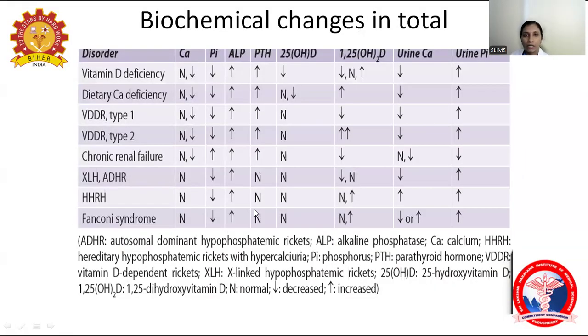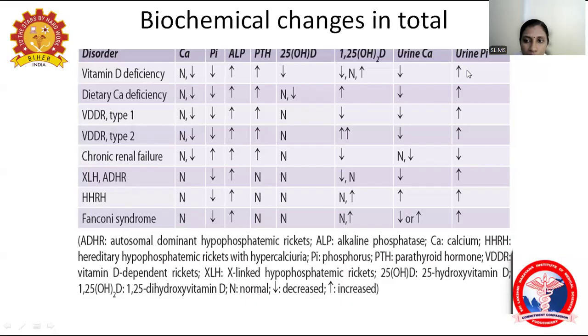Now another table to depict the different changes in the blood investigations that we do. As I said, the most common ones we do are calcium, phosphorus, alkaline phosphatase, and 25-hydroxyvitamin D if needed. Others are parathyroid, 1,25-hydroxyvitamin D, urine calcium, urine phosphorus. In a normal nutritional vitamin D deficiency, calcium is low, phosphorus is low, and alkaline phosphatase is high. Parathormone is high because low calcium causes more secretion of parathormone. 25-hydroxyvitamin D, coming from the liver, is itself low. 1,25 can be normal or increased depending on PTH.